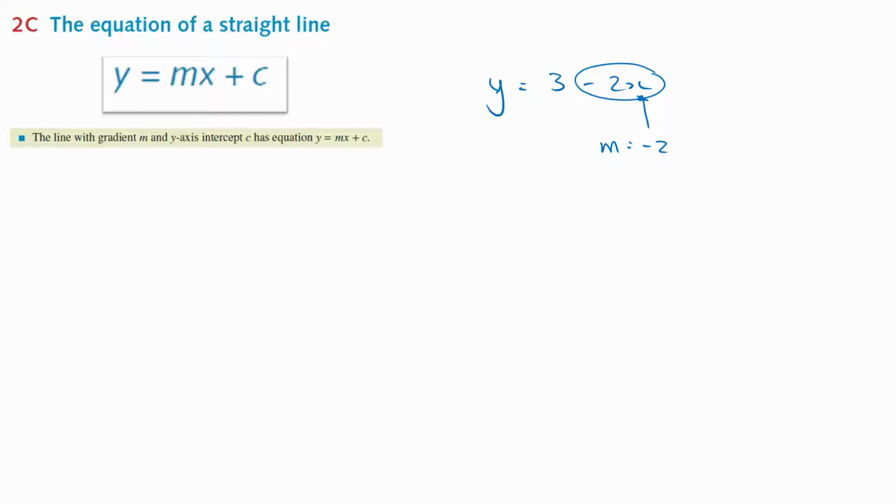So in fact, the gradient for this example here would be m equals negative 2. Okay? And the last value, plus c, is what we call the y-axis intercept. Okay, so if you remember in your Cartesian plane, you have an x-axis, you have a y-axis. Whatever this value is, that is where it crosses the y-axis.